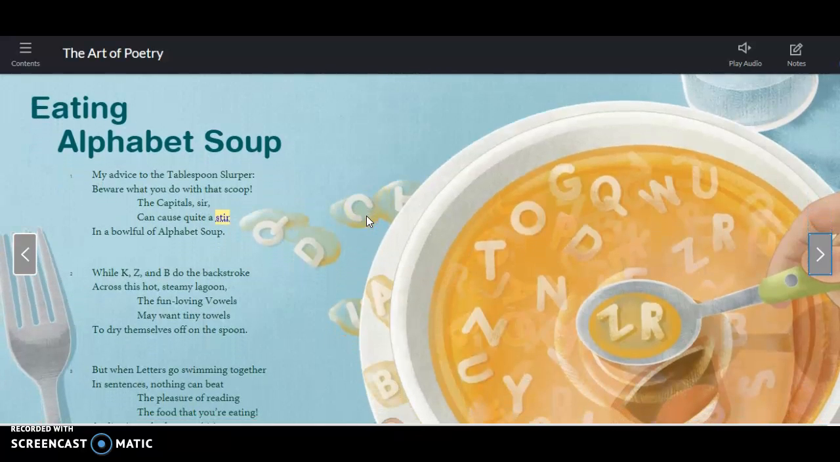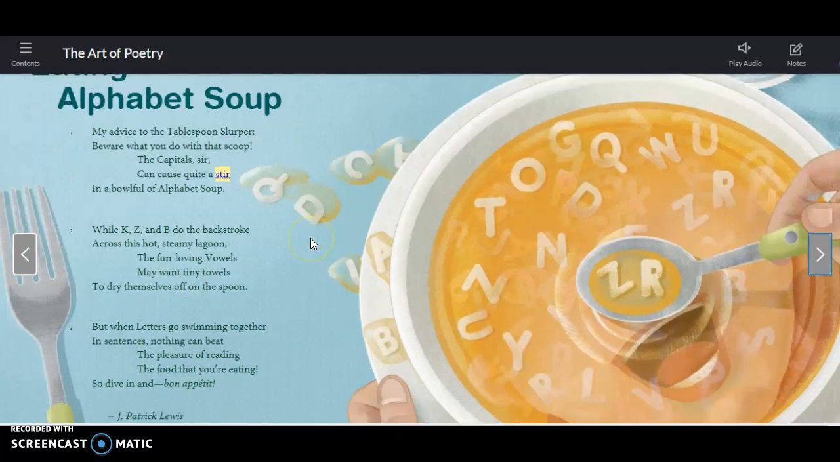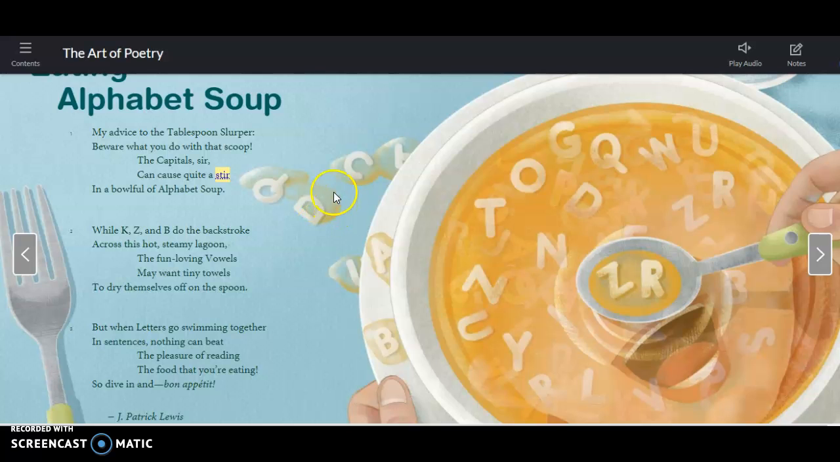Eating alphabet soup. So the first thing I notice is that we have 3 stanzas. Remember, the stanzas are the paragraphs of the poem. So if you have a space in between, just like a paragraph, these are your stanzas. And then I also noticed that the 3rd and 4th line of each stanza has an indentation. So the space at the beginning is called an indentation. Let's see if we can find any similes or metaphors or any other type of figurative language.